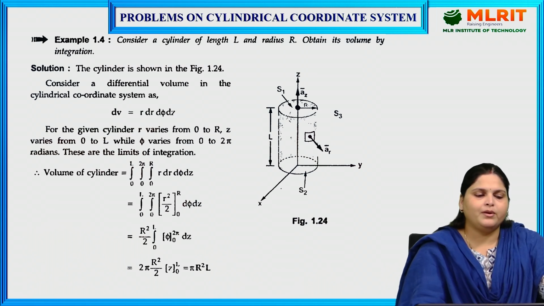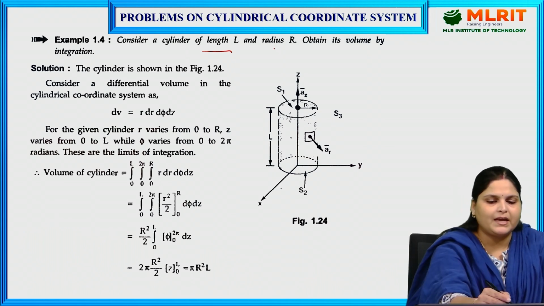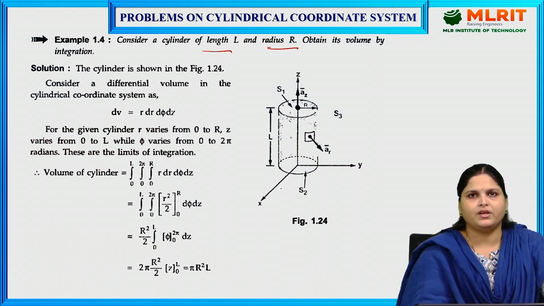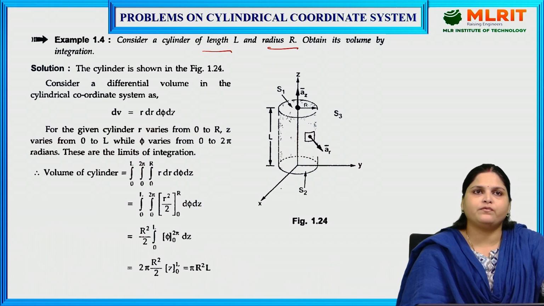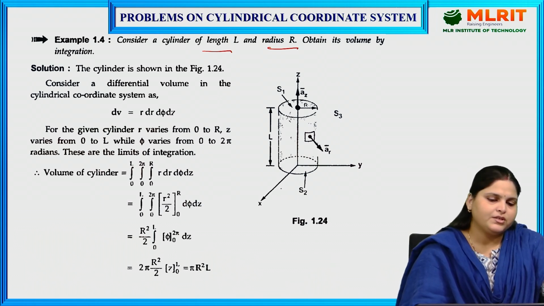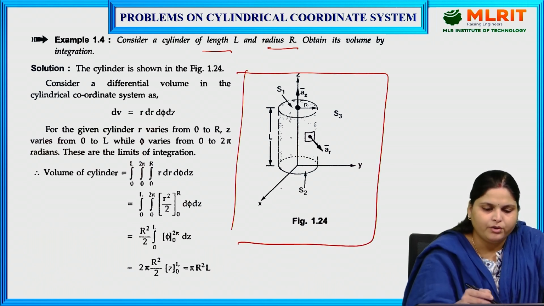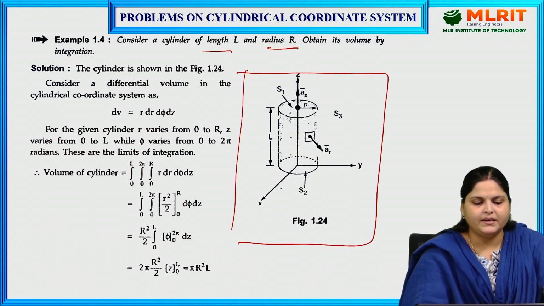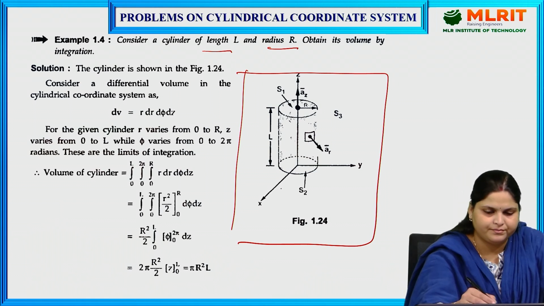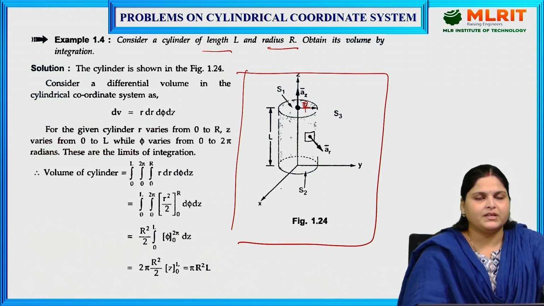In this problem, one cylinder is given whose length is L and the radius is capital R. Okay, we need to find out its volume by using integration, right? So this is the diagram. You can see this is a cylinder which is of L length and its radius is capital R. This is the radius. Okay, now we have to find out its volume.